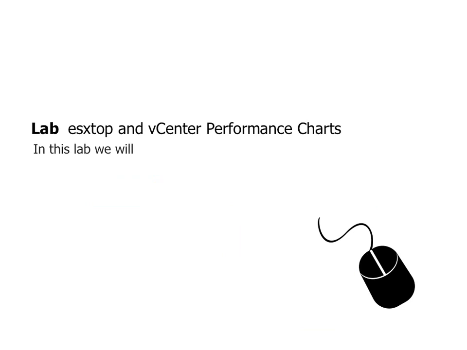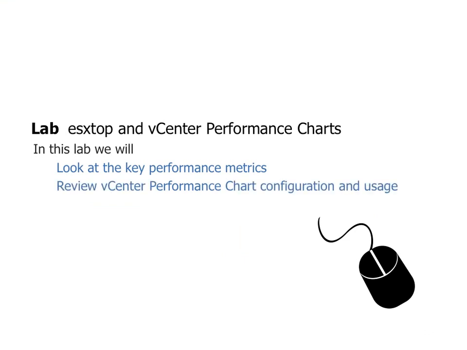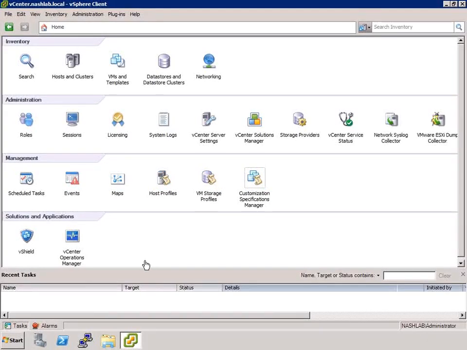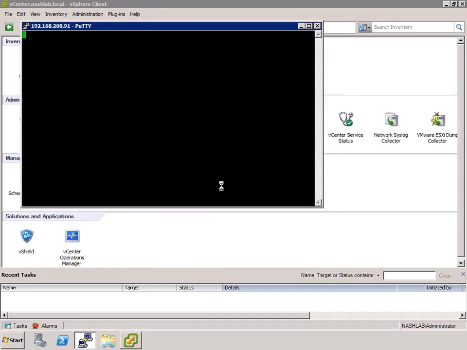We're going to do a quick lab on ESX Top. We'll look at those key performance metrics that we just talked about, and then the vCenter performance chart configuration and usage and a little bit about that. So with that, let's jump to the lab. Let's start with ESX Top. Jump on Optimus again.